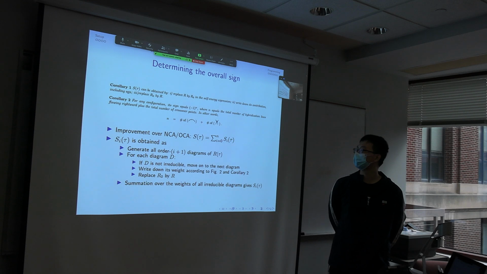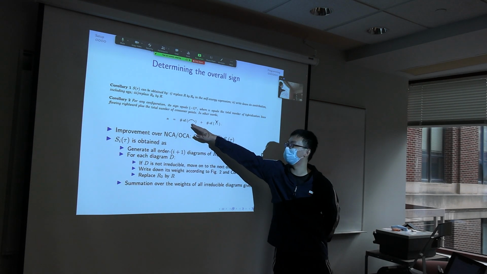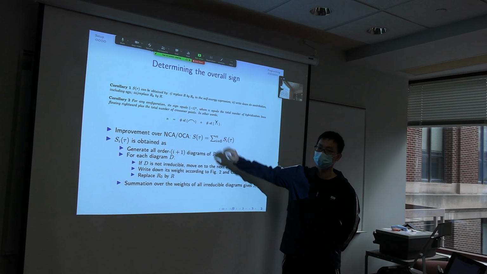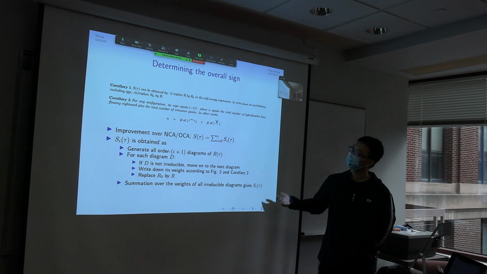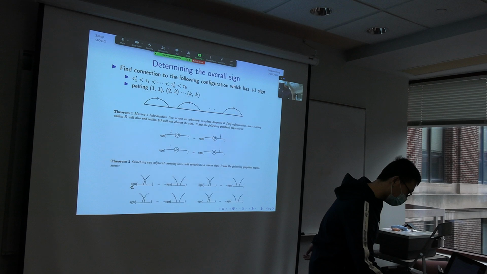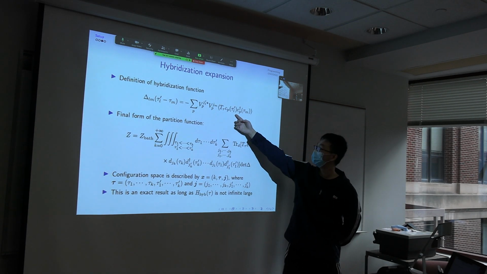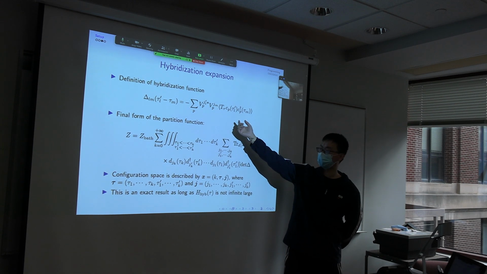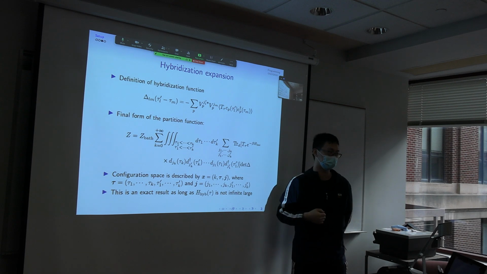And the second one is, to get that overall sign, we just need to count how many right arrows and crossover points there are. So why do we use right arrows, not left arrows? That's because in the expression of the hybridization function, we use C dagger. If we use C dagger C, then we will need to count the left arrows instead.